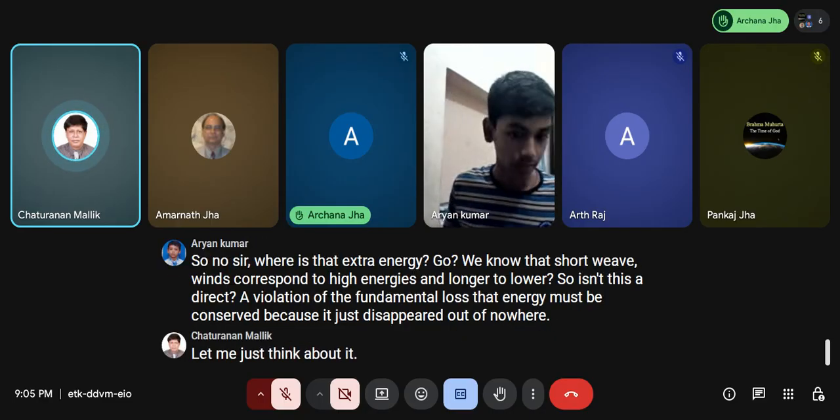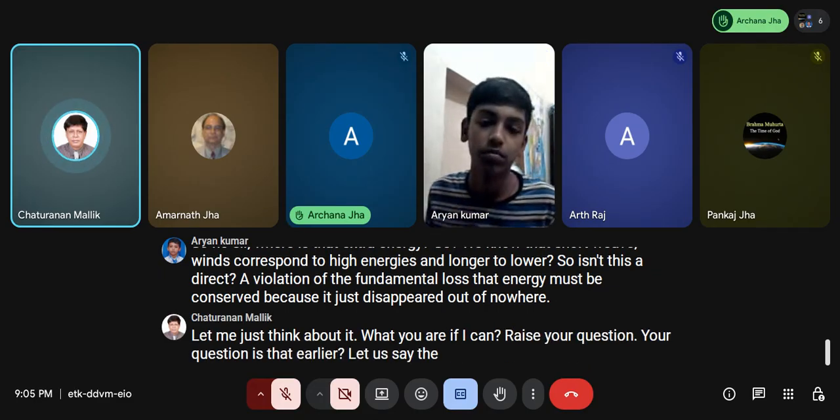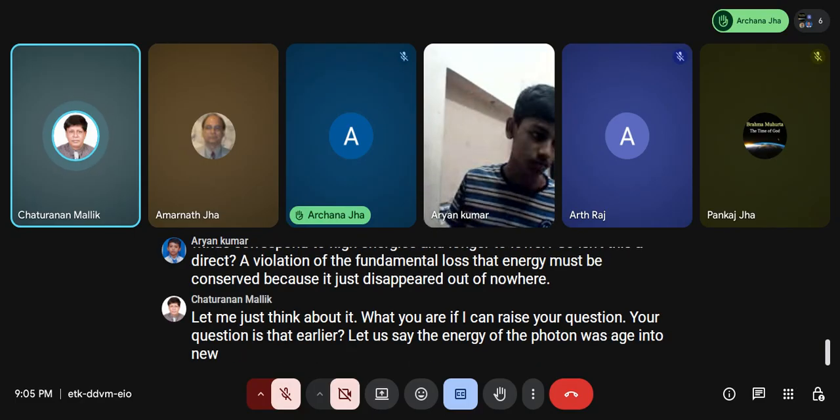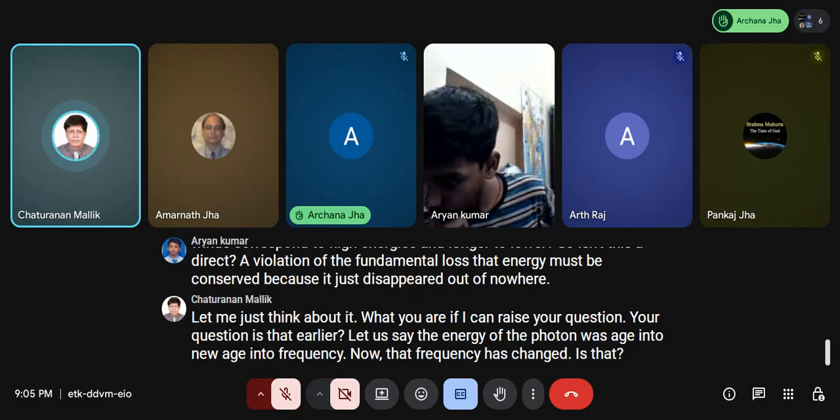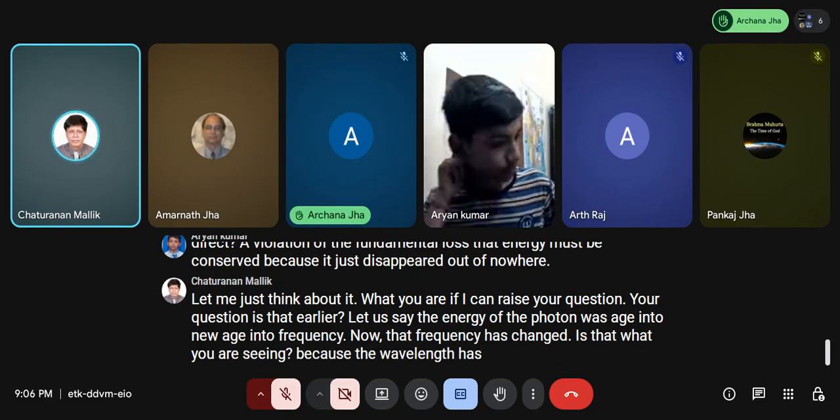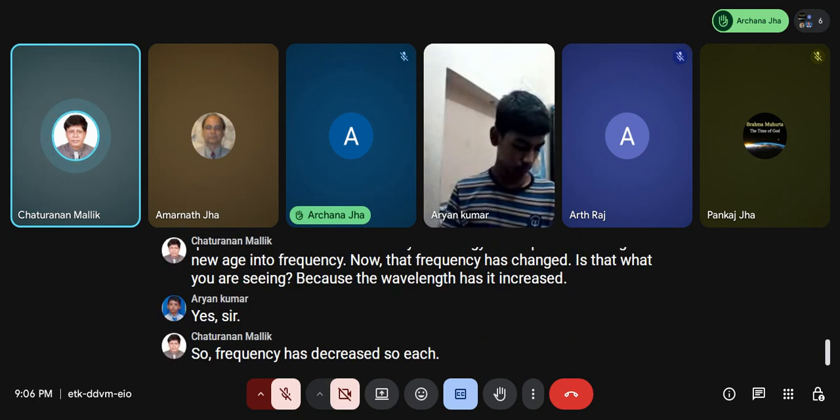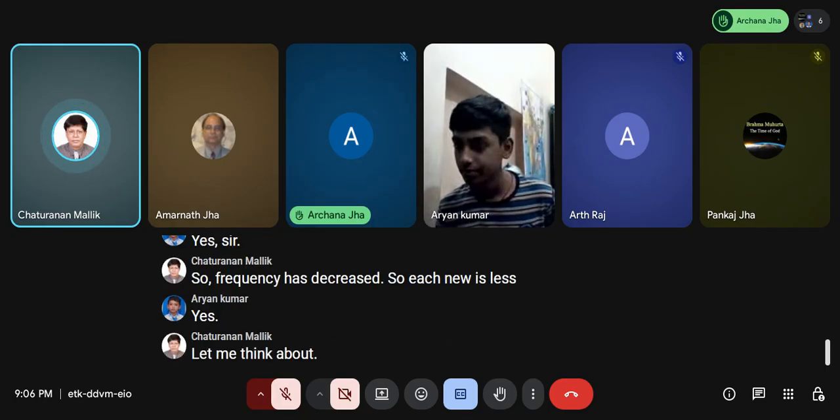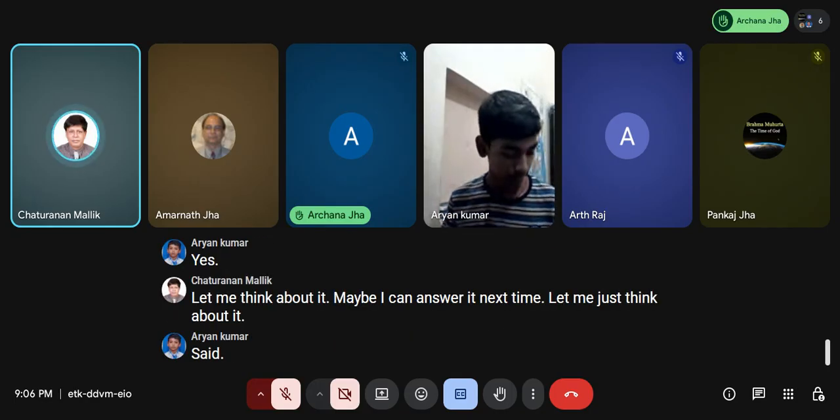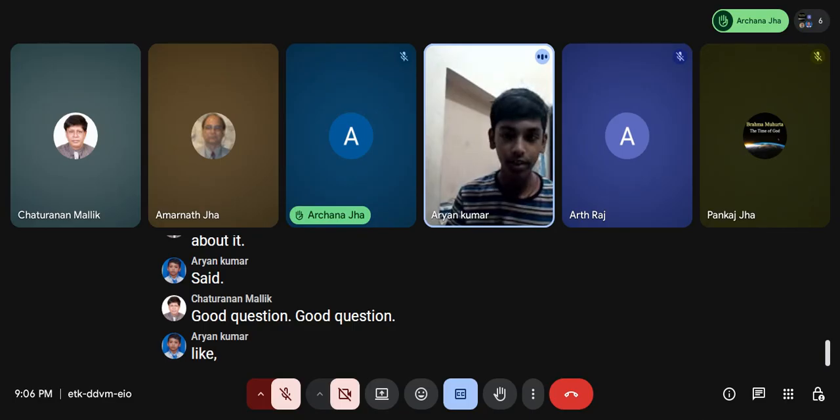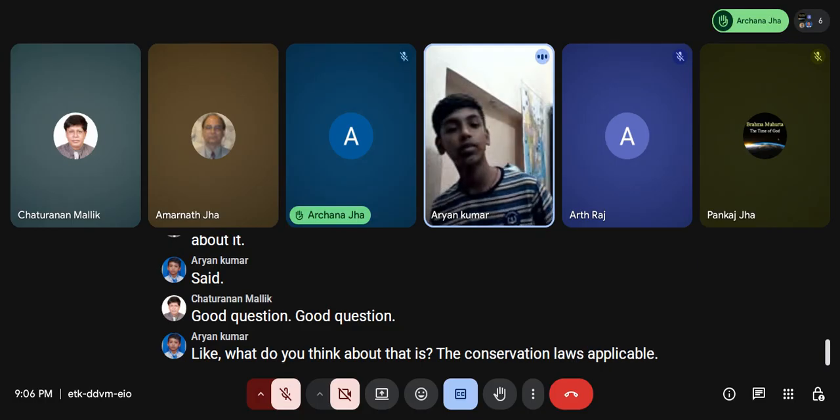Let me just think about it. What you are saying, if I can phrase your question, is that earlier, let us say, the energy of the photon was h into nu, h into frequency. Now that frequency has changed. Is that what you are saying? Because the wavelength has increased, so frequency has decreased. So h nu is less. Yes, sir. Let me just think about it. Maybe I can answer it next time. Good question. So sir, what do you think about that? Are the conservation laws applicable on global scales?